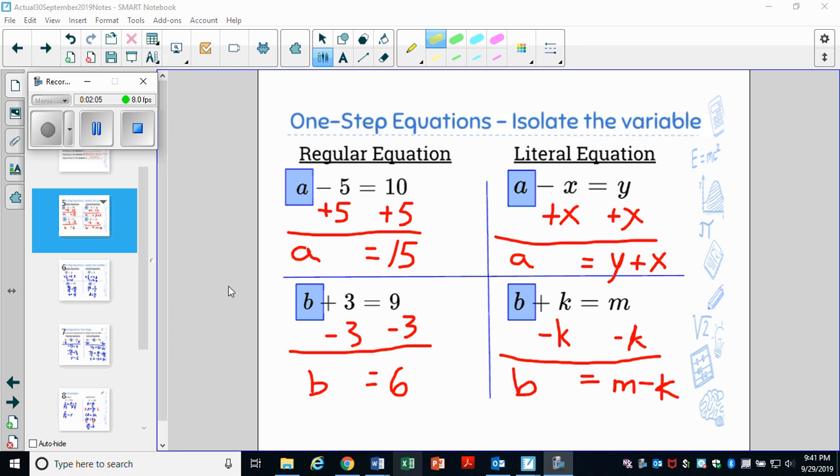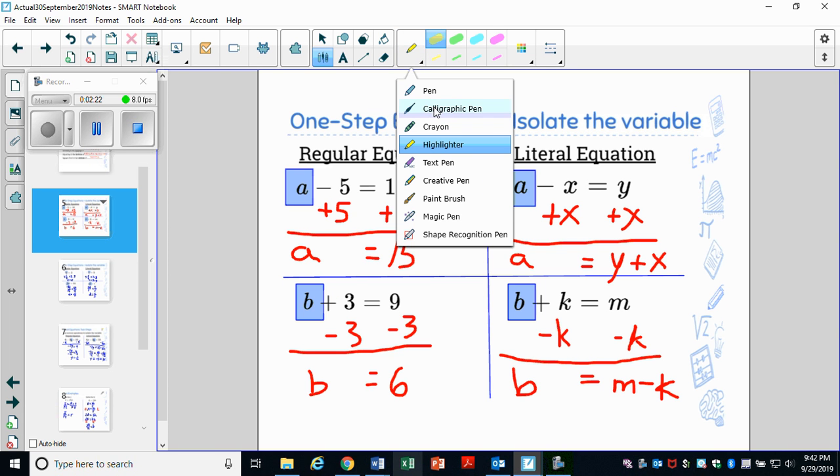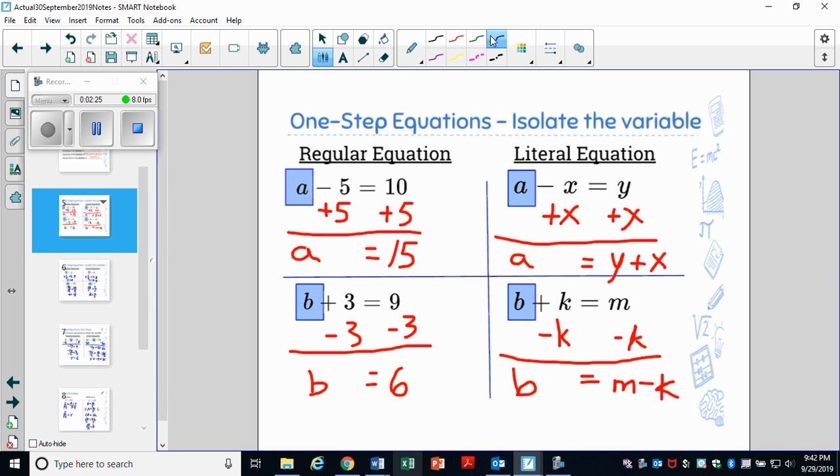Similarly, with b plus 3 equals 9, again, we're going to subtract 3 from both sides of our equation. Negative 3 and positive 3 cancel each other out, and 9 minus 3 equals 6. So again, we see the subtraction property of equality, and then the additive inverse, the positive 3 and the negative 3 go away. And I forgot earlier to cross out my other inverses.